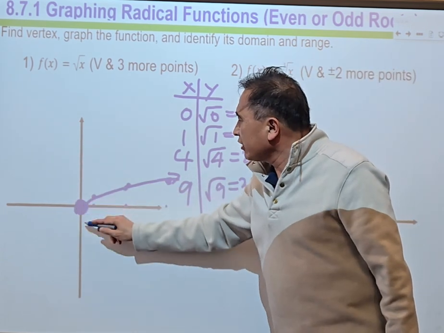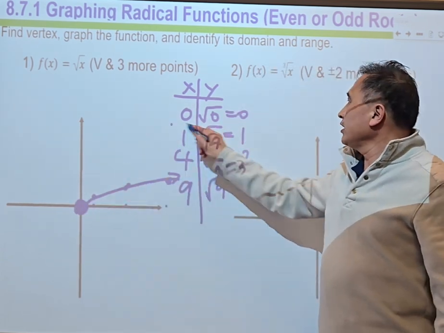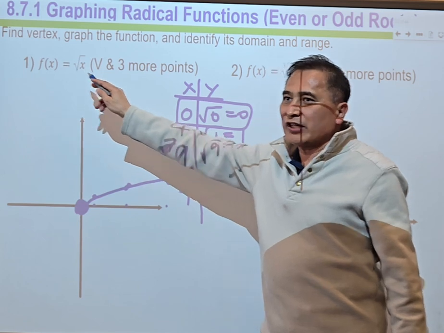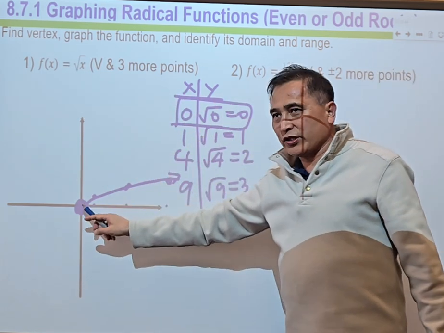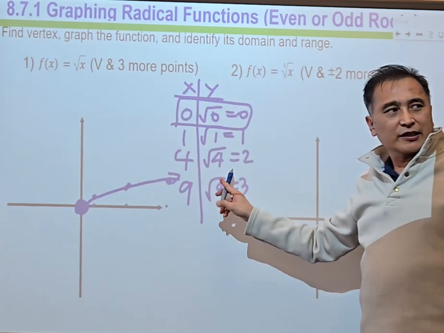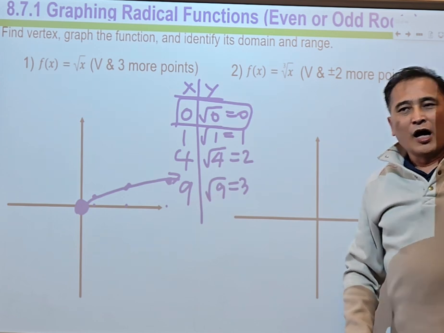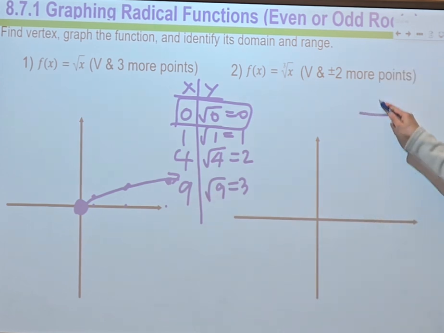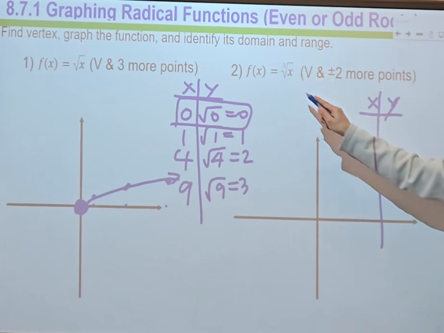So even root functions all the time start at a starting point and then go in that direction, but we call this one, you can call it the vertex. So this is where the inside of the square root is 0, that's the vertex. Starting point 0, 0, and then the graph is like this. Everybody got it?